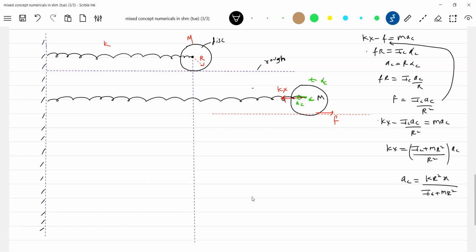Look at now. So acceleration is kr square x by (IC plus mr square). The displacement was given towards right, and the spring force is acting towards left. If we want the negative sign, again we'll get confused, so I'm trying to avoid it here. Comparing this, we will get the time period.